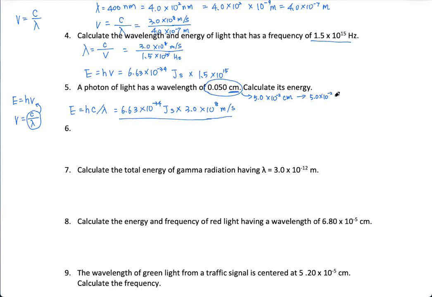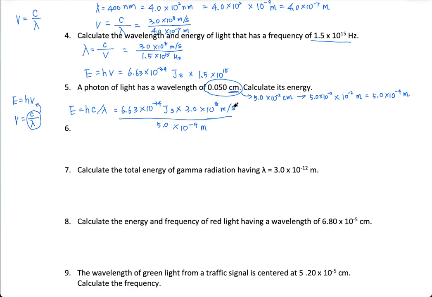In order to convert to meters, I copy down the 5.0 times 10 to the negative second power as is, and multiply by 10 to the negative second power again. Meter to centimeter is a 10 to the second power, so going from the smaller unit to the bigger unit, I need to divide. In other words, I multiply by 10 to the negative second power. There, that's the unit in meters. So 5.0 times 10 to the negative fourth power meter.